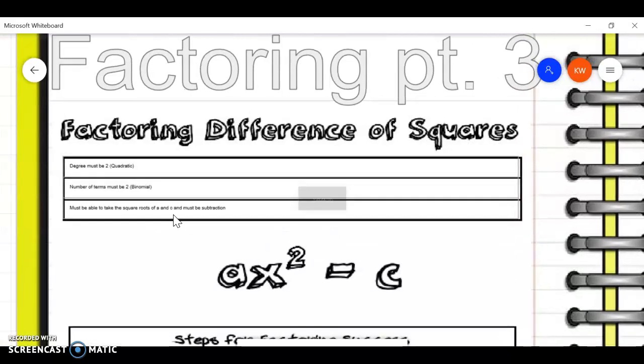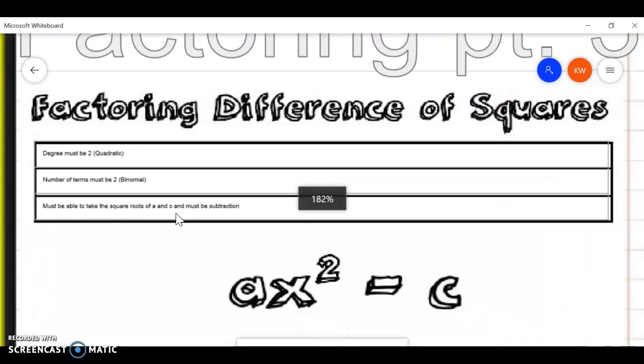Alright, this one is different from our last two that we just did. This one is factoring what's called the difference of squares. So the degree must be 2. You must have 2 terms, so this has to be a binomial, and you must be able to take the square roots of A and C, and there must be a subtraction symbol in the middle. So whatever you have for these two terms here, they both need to be things that you could take the square root of. Now this method is fairly simple, so let's go through and look at the steps.